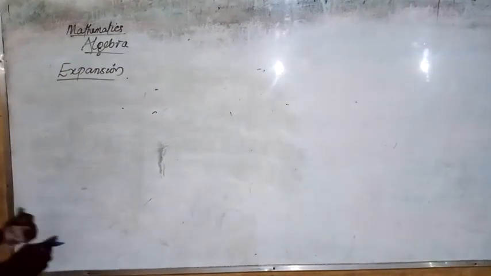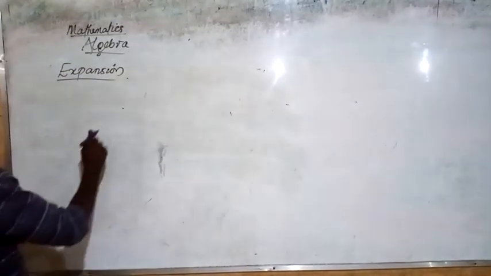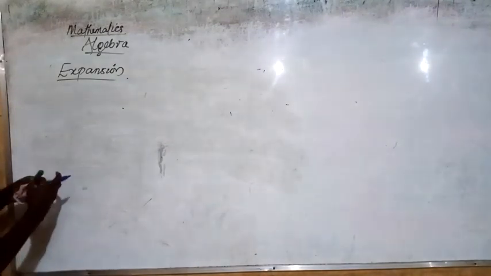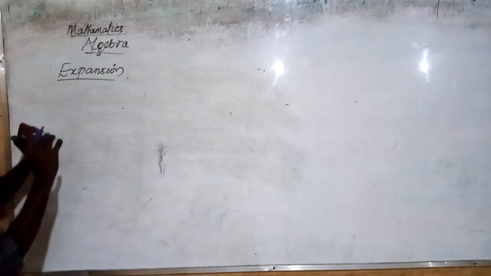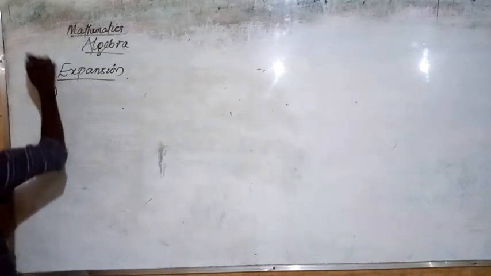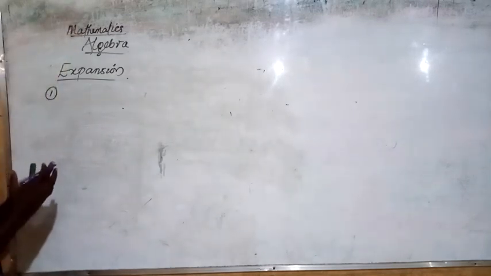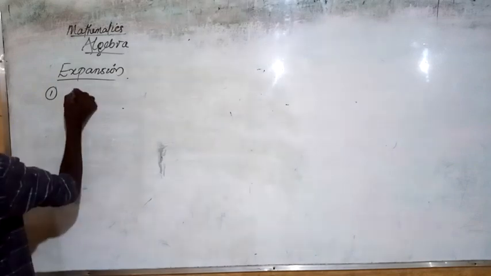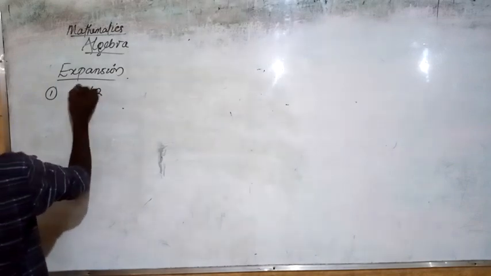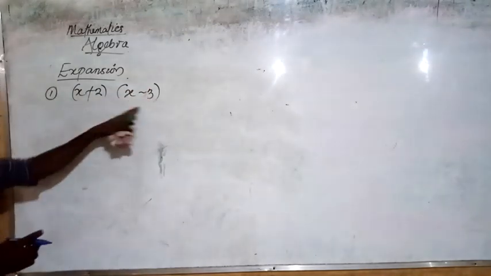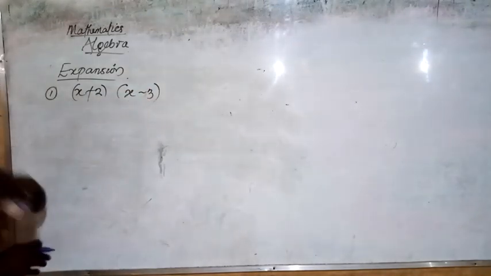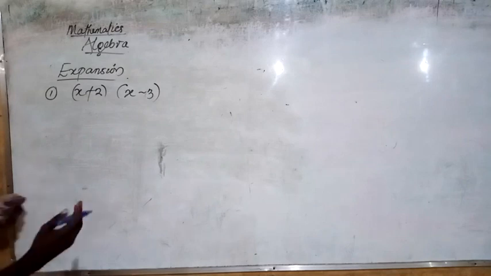Now, in expansion, all we want to do is bring out the full term. A term will be given to us in a concise, simplified form. We'll be told to expand it. So, for example, we could have something like this. Now, we are told to expand an expression like this. How do you do that?